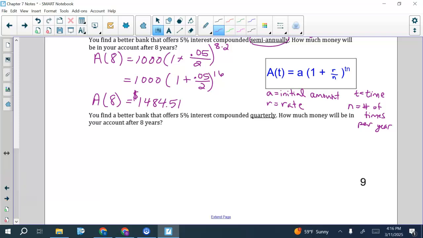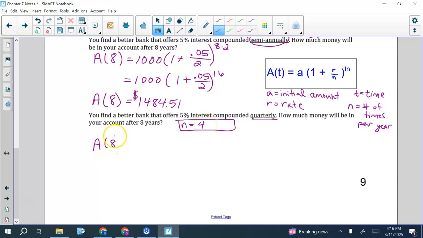Let's try the next one. What if we do it even more often? We compound it quarterly. See if you can think what n would be if we're compounding it quarterly. Think how many quarters are in a year. We're on semesters, but some schools are on quarters. So that would be letting n be 4.